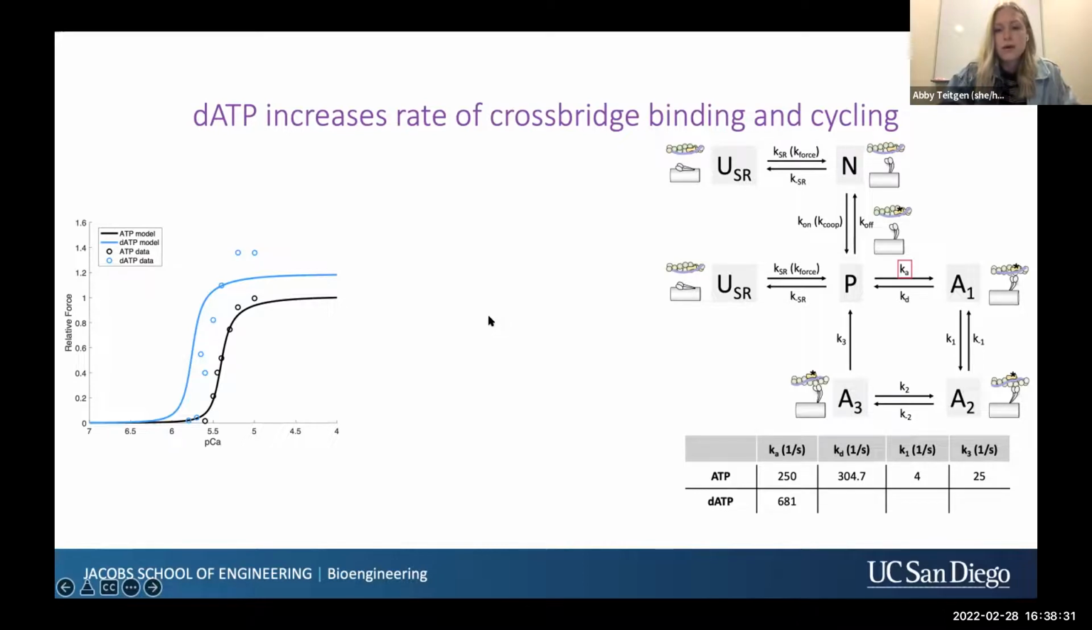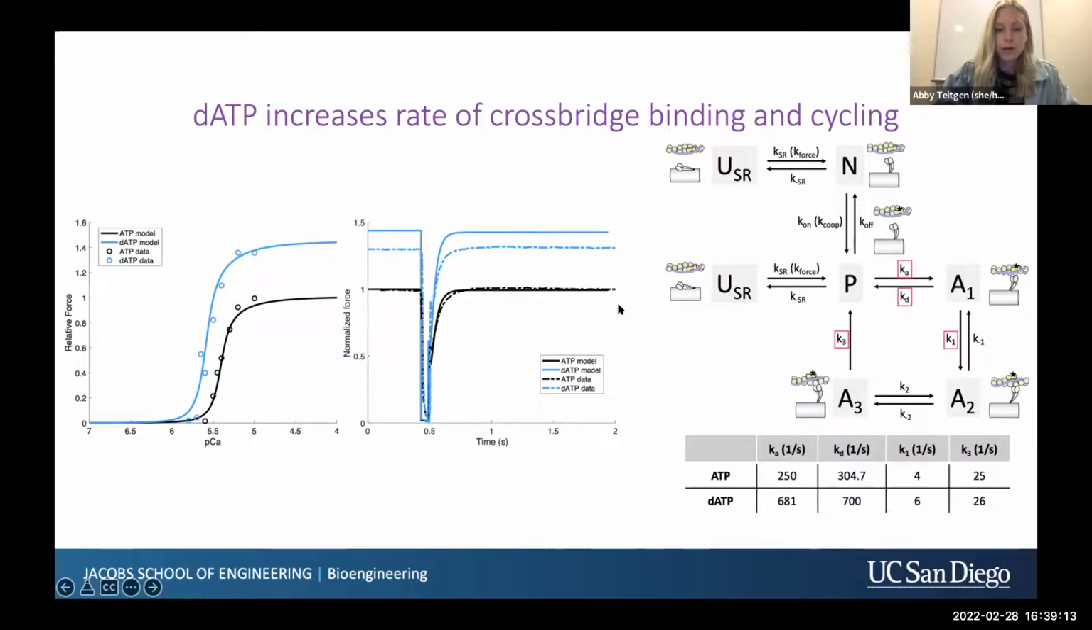So the next thing we wanted to look at was whether there were additional parameters in our model that we could adjust to better match the data for the dATP case. And we found that if we also increased these parameters KD, K1, and K3, we see a much better match to the experimental data. So this suggests that in addition to increasing the association rate between actin and myosin, dATP is also potentially increasing additional rates in the cross-bridge cycle and increasing the overall rate of cross-bridge cycling. And this matches well with previous modeling results from Merck as well.